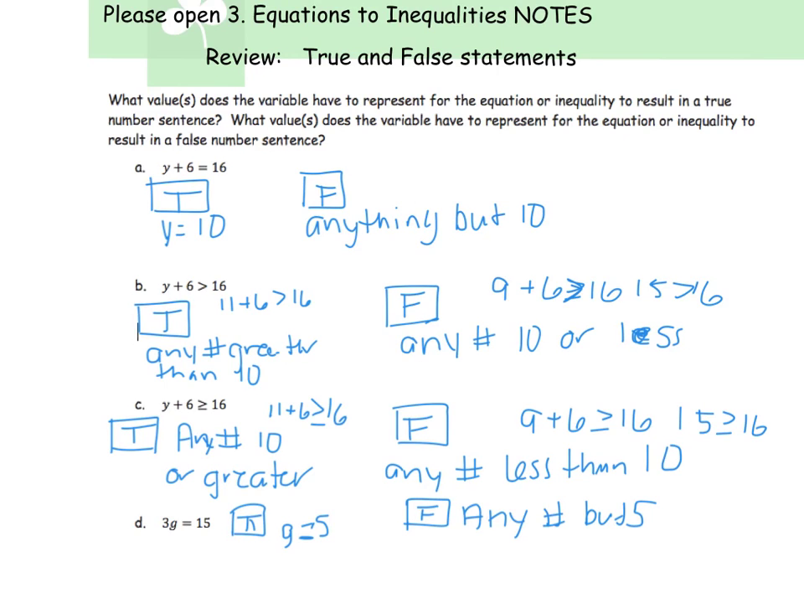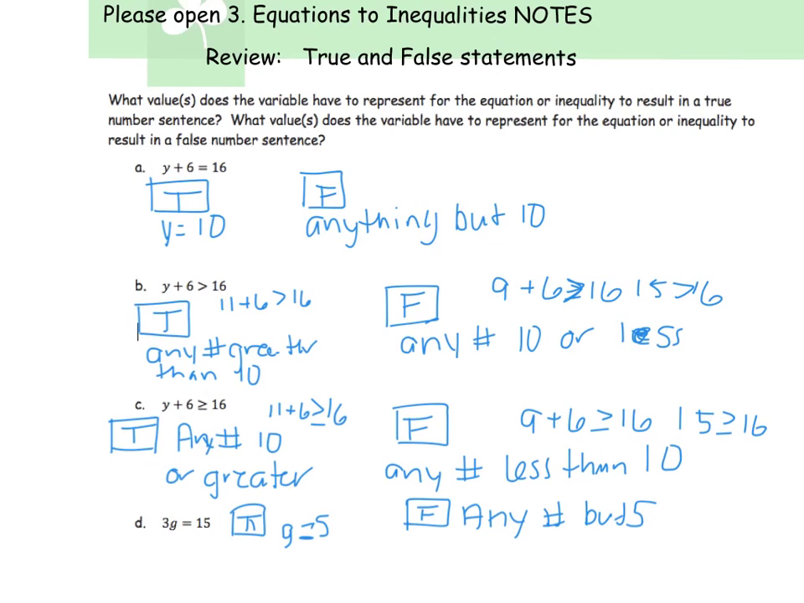Okay, how did we match up? Here, with the equations, it's pretty easy. There's one solution. So y would have to be 10 here. G would have to be 5, because 5 times 3 is 15, 10 plus 6 is 16. So for these two, we have one answer, and for the false, it's anything but our one answer.